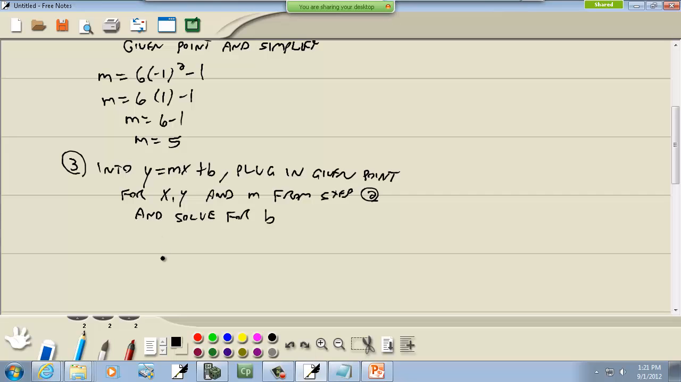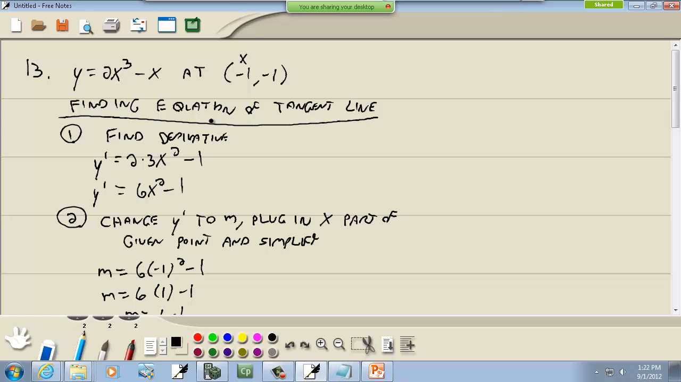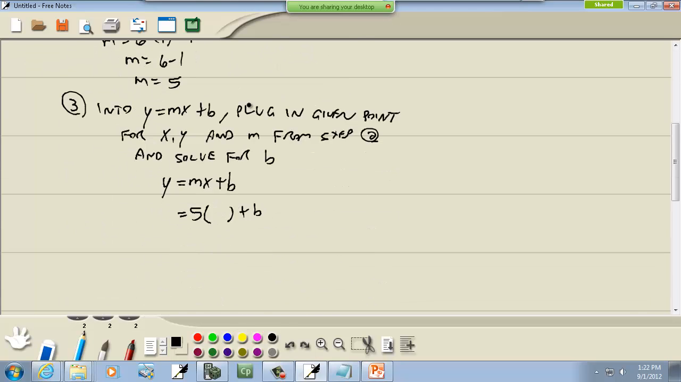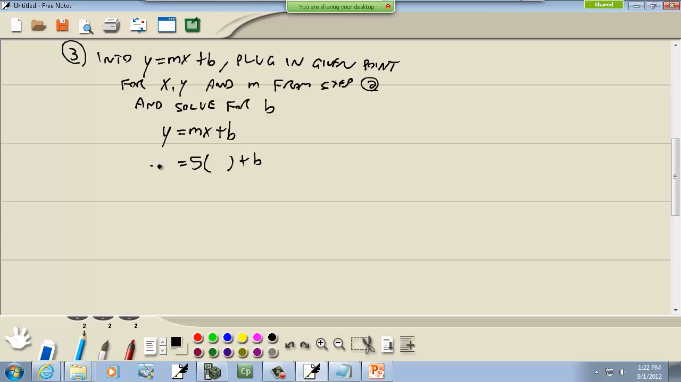Okay, so we got this right here, y is equal to mx plus b. Now m is 5 from step 2. Now if I go up at the top, plug in the given point for x and y. Well, this is x and this is y, so I'll plug in -1 for x and -1 for y. So we come down here, -1 for the y, -1 for the x, and then solve for b. Well, 5 times -1 is -5. Take -5 to the left side, becomes a +5. And we get b is equal to 4.